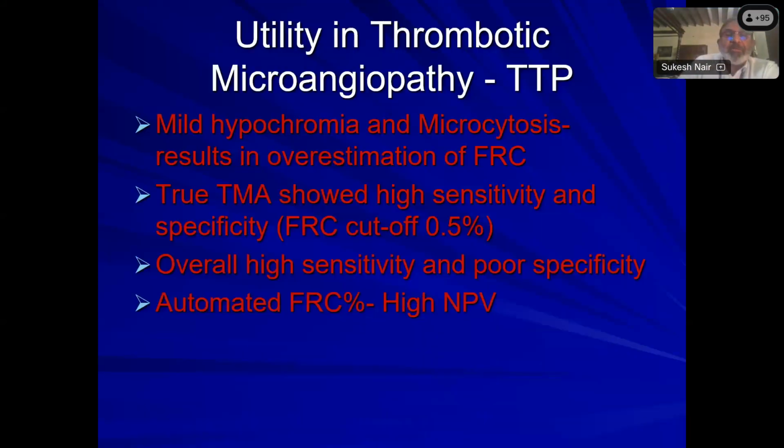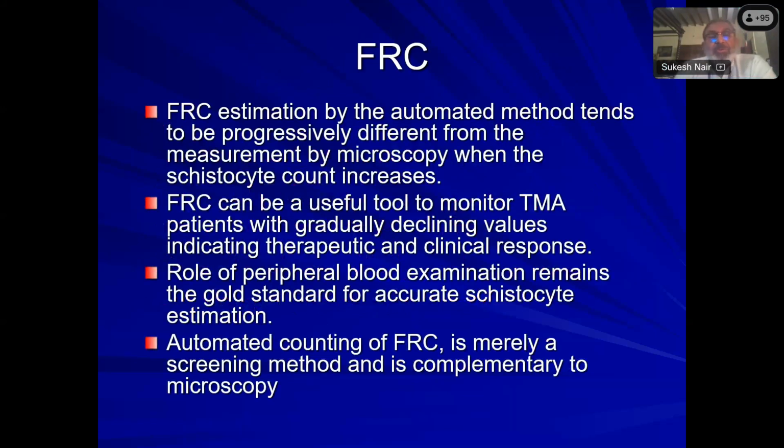So, utility in thrombotic microangiopathy: mild hypochromic and microcytic red cells result in overestimation of FRC. For TMA, it shows high sensitivity and specificity at a cutoff of 0.5%. Overall, high sensitivity and poor specificity has been reported. So automated fragmented red cell counting has a very high negative predictive value. Fragmented red cell estimation by automated methods tends to differ progressively from measurements by microscopy as schistocyte counts increase. Fragmented red cells can be a useful tool to monitor patients with TMA for clinical response. Peripheral blood examination remains the gold standard for accurate schistocyte examination.